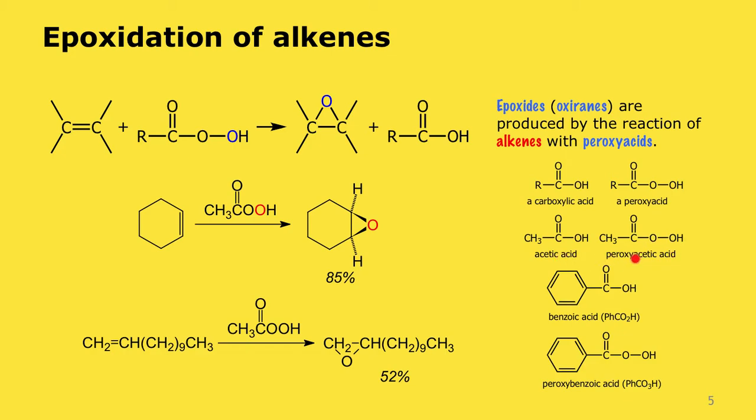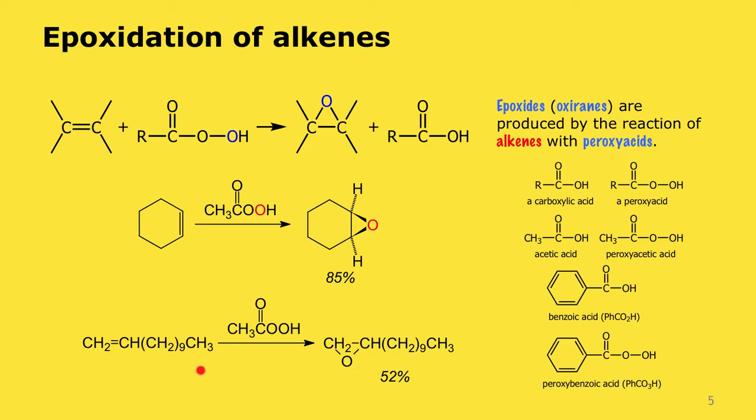Acetic acid, for instance, can be formed into peroxyacetic acid, and benzoic acid can be transformed into peroxybenzoic acid. These will all work in this reaction. So here we see peroxyacetic acid, and you'll notice that I've color-coded the oxygen so that we know which oxygen in this molecule is actually the one delivered to the alkene. And it turns out to be the terminal oxygen in these.